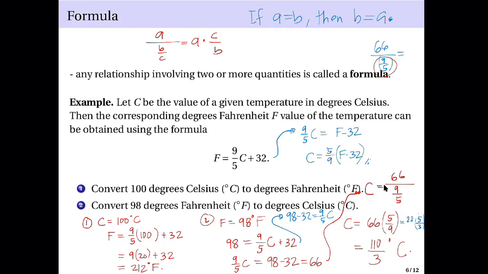That's why we have here 66 all over 9 over 5. Again, by the definition of division, if you have A all over B over C, it's the same as A times C over B. So 66 divided by 9 over 5 is the same as 66 times 5 over 9. Then you simplify, and you will get 110 over 3 degrees Celsius. Okay?